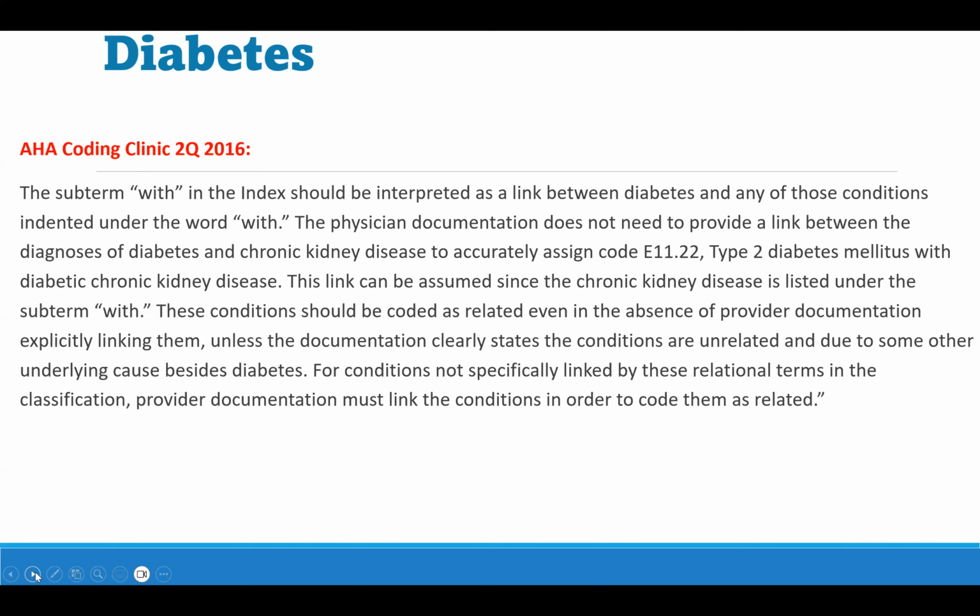That is, yeah, you're right. I didn't see it. And so the subterm with in the index should be interpreted as a link between diabetes and any of these conditions under the word with. Now, the record that we looked at didn't say with. Right. But this is not talking about the documentation. It says the subterm with in the index should be interpreted as a link between diabetes and any of those conditions indented under the word with.